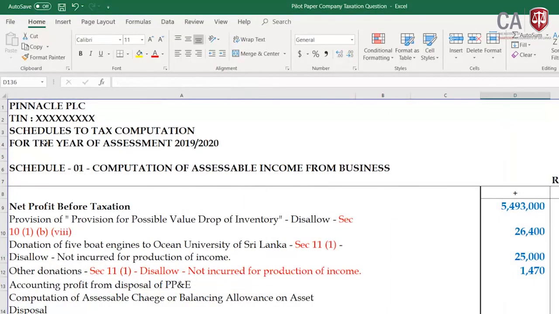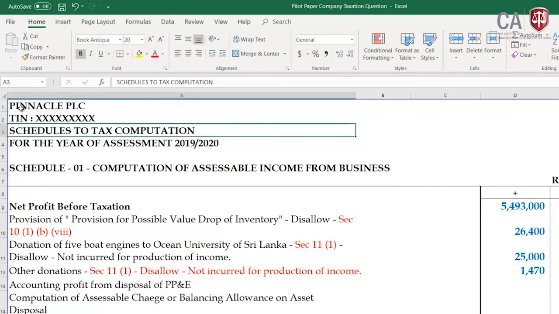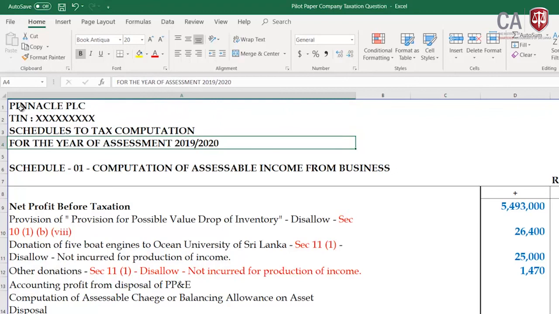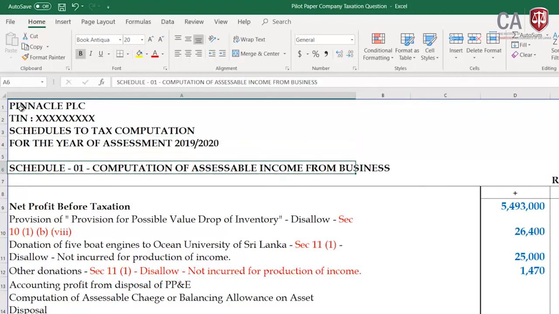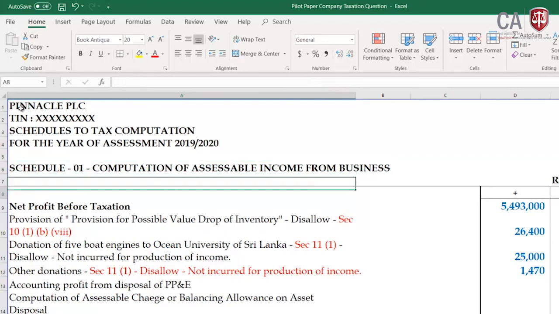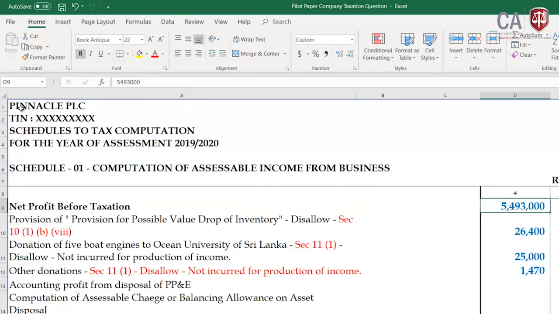This is my format: Pinnacle PLC, TIN, Schedules to Tax Computation for the year of assessment 2019-20, Schedule 1, Computation of Assessable Income from Business. Here, net profit before taxation, I have taken it in rupees 1000, then 5,493,000,000 is my profit before tax.